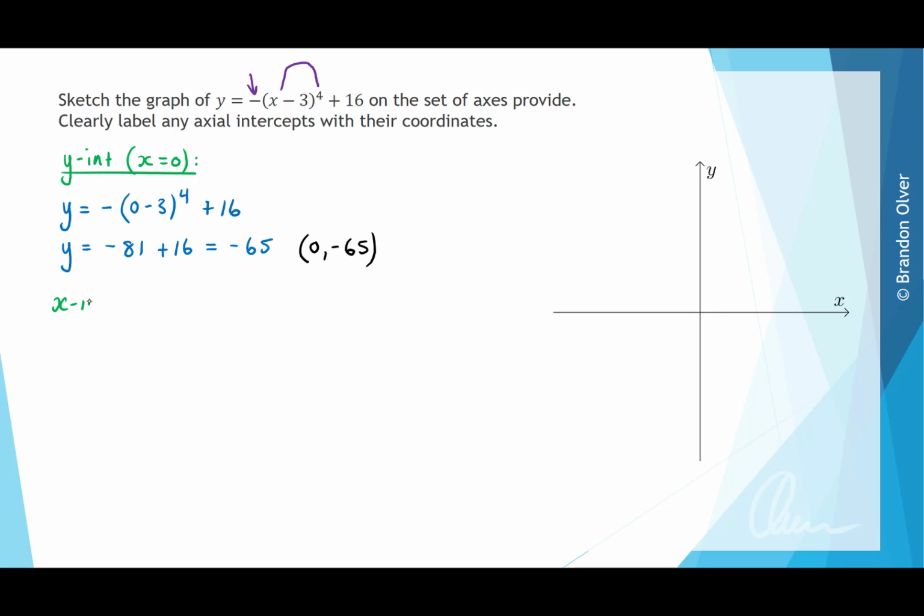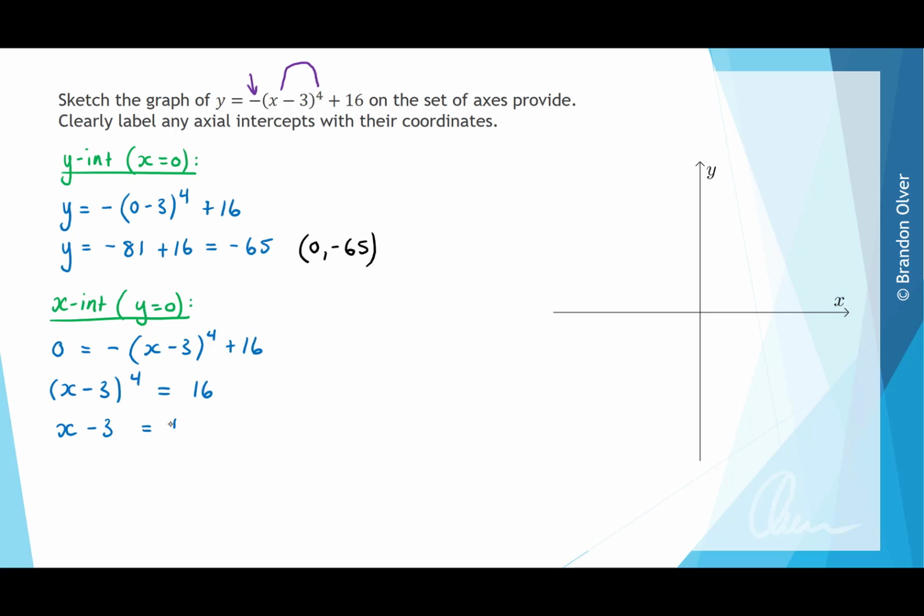Next, we find the x-intercepts of the graph, and this occurs when y is equal to 0. So in our equation, we're going to have 0 is equal to negative (x minus 3) to the power of 4 plus 16. Our job now is to solve for x, and because it only appears once in the equation, we can simply undo this. The first thing I'm going to do is add (x minus 3) to the power of 4 to both sides of the equation. So the next line will be (x minus 3) to the power of 4 is equal to 16.